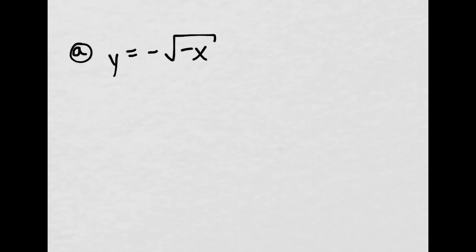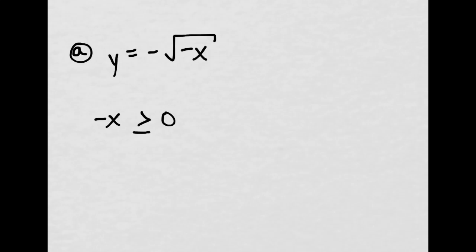So for square roots, the inside cannot be negative. It's allowed to be 0, but it cannot be negative. So what I'm going to do is I'm going to set the inside. If it can't be negative, what's the inside? That's negative x. That's the inside. And if it cannot be negative, I'm going to force it to be positive, which means I'll force it to be greater than 0. Actually, it's allowed to be 0 as well, so I'll say greater than or equal to 0.